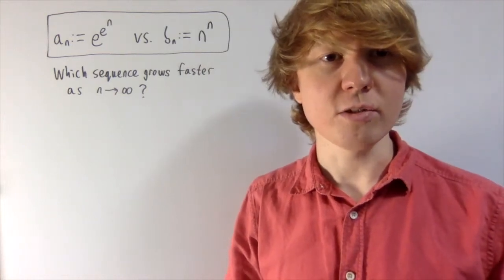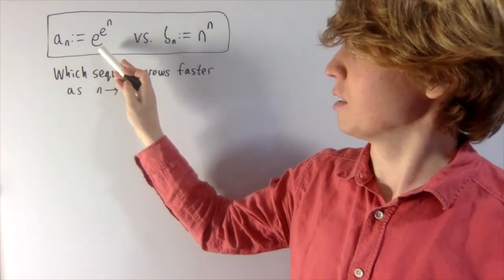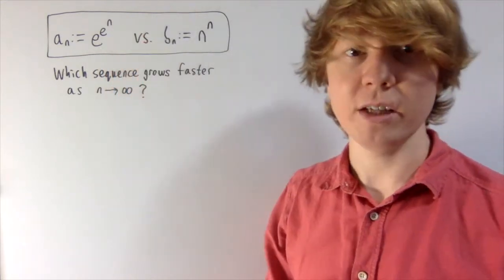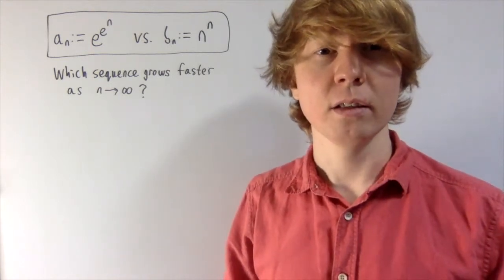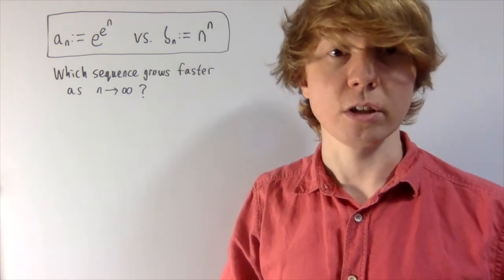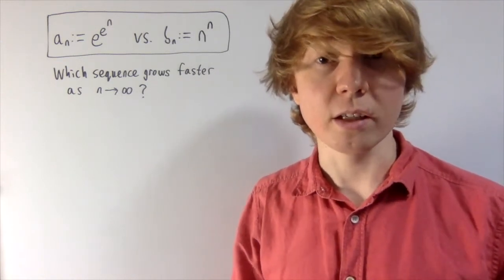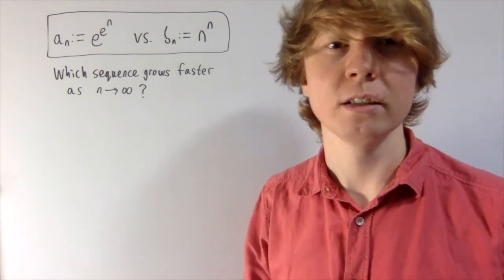Okay, let's have a look at these two sequences here. The first sequence, a_n, is defined as e to the power of n, and then we've got b_n, which is just n to the power of n. And of course, as n goes to infinity, both of these sequences are also going to go to infinity. What we're interested in here is which of these sequences actually grows to infinity at a faster rate.